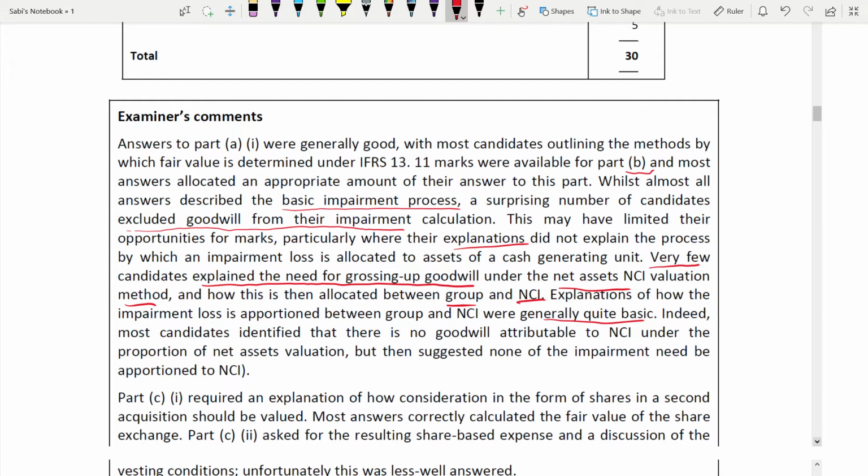So indeed, most candidates identified that there is no goodwill attributable to the NCI under the proportionate net assets valuation. That's a good sign that they have identified that no goodwill will be going to the NCI under the proportionate method. But then they suggested none of the impairment needs to be apportioned. This is a mistake that you should not make. Even if there's no goodwill attributable to the NCI under the second method, they suggested that because of that, no impairment will be apportioned to the NCI, which is wrong. You have to apportion the impairment to the NCI.